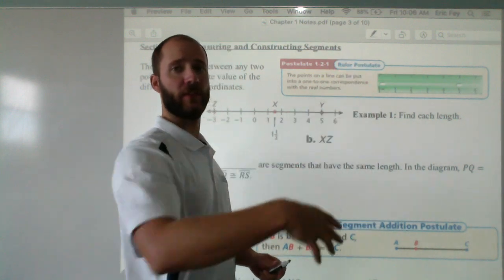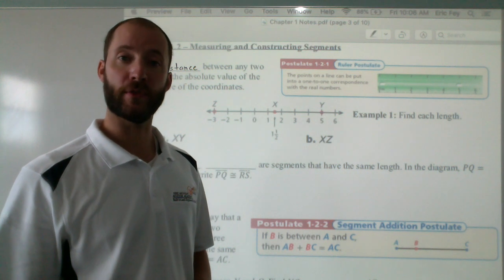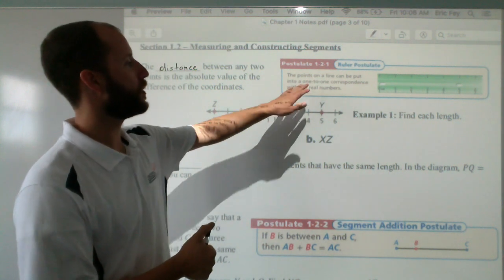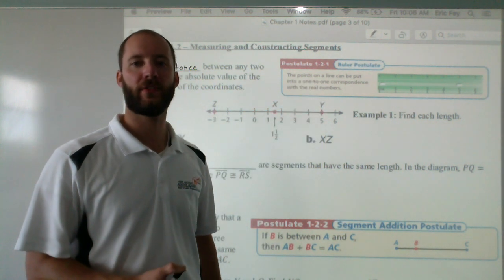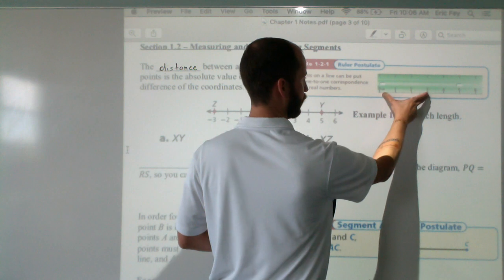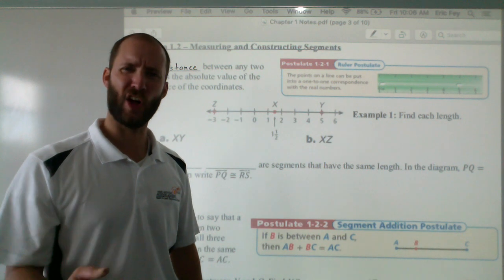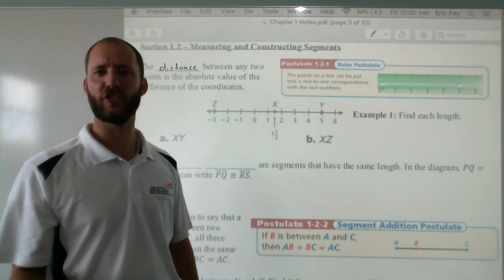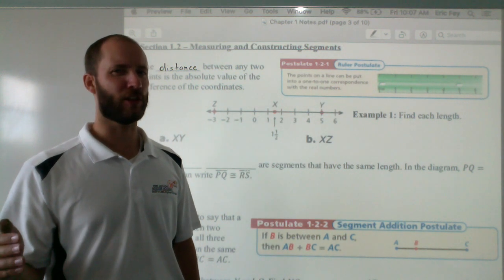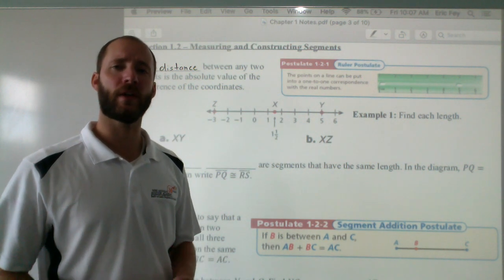Now, one of these postulates, Euclid's rules, an axiom, you accept it as true without any proof, is the ruler postulate. The points on a line can be put into a one-to-one correspondence with the real numbers. Here's what that means. What that means is that 3 inches is always 3 inches. It's always the same distance. It doesn't change, okay? 3 inches isn't a certain amount on Mondays and Wednesdays and Fridays, and then a little bit shorter on Tuesdays and Thursdays because it needs to take some kind of break. It's always the same. It's a one-to-one correspondence.